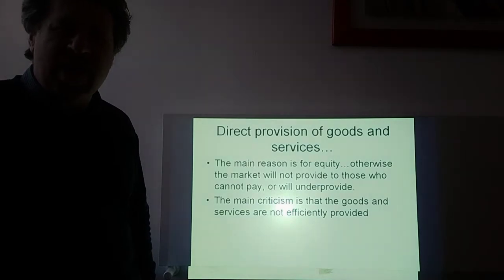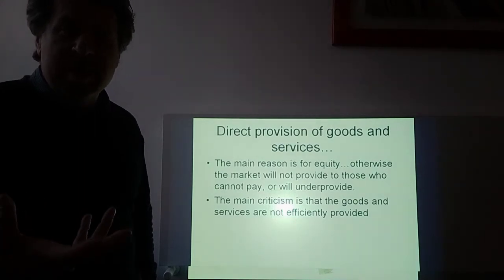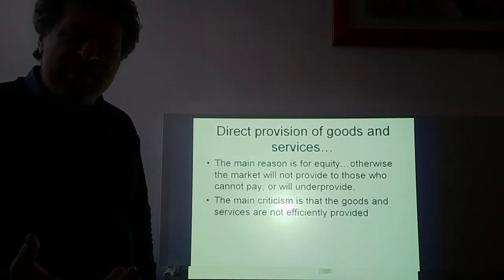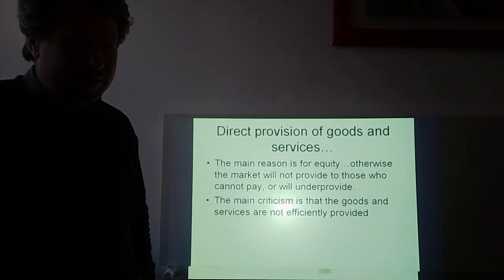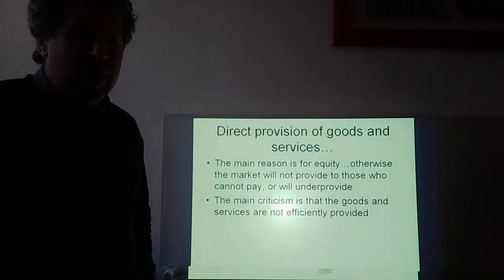It's to make a society much more equal, because we know, for the poor, these services are very expensive, and it will fall more heavily on the poor who have a disposable income much less than the rich. So it is mainly for equity, and we know, without this provision, the market will under-provide.